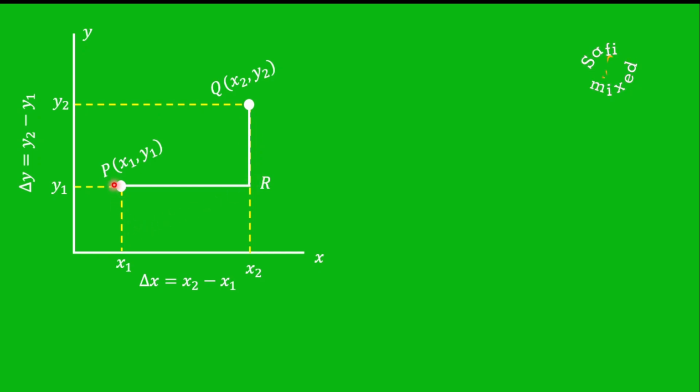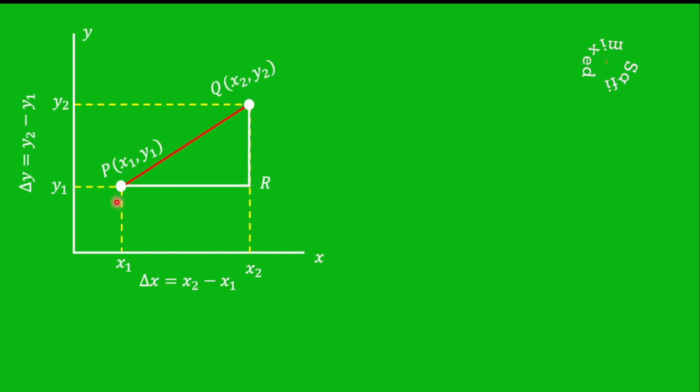Now, if I join point P to point Q, I have a distance which I represent here with the red line. And what you see here, PRQ, is in fact a right angle triangle. Therefore, I can apply the Pythagorean theorem to this figure. And according to the geometry, PQ is the hypotenuse and PR is the base of this right triangle and RQ is the perpendicular of this right triangle.